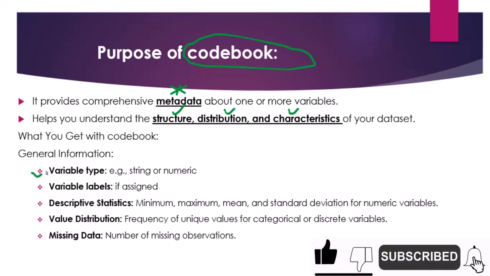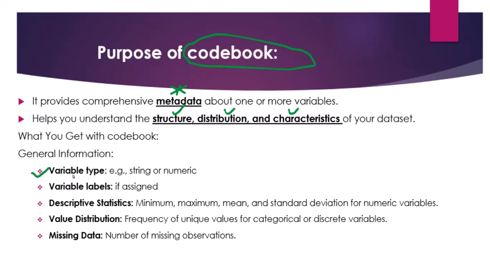The general information that you get when you are using this command is the variable type. You will be able to know whether it is a string or a numeric variable. It tells you the variable label, how the variable is labeled, and the descriptive statistics such as minimum, maximum, mean, standard deviation. It also tells you about the value distribution, and in case there is missing data, you'll be able to see it when you run that particular command.